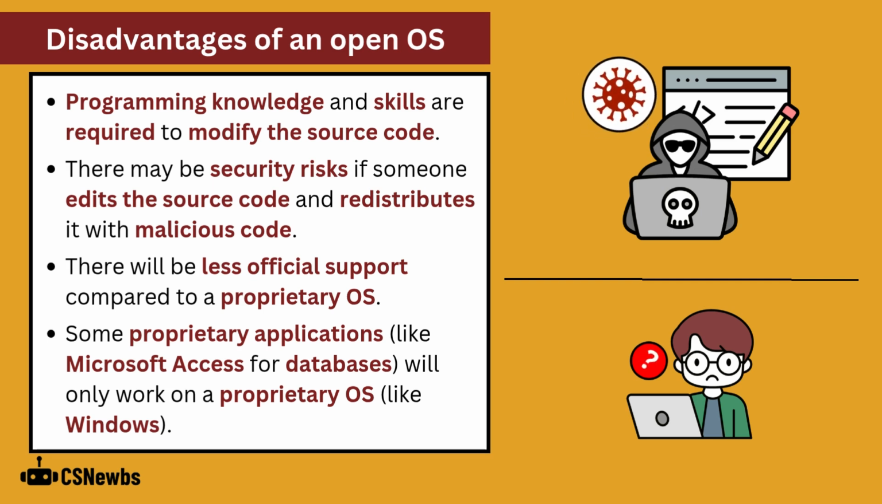Disadvantages of an open operating system include that programming knowledge and skills are required to modify the source code. There may be security risks if someone edits the source code and redistributes it with malicious code. There'll be less official support compared to a proprietary operating system, and some proprietary applications like Microsoft Access, which is used for databases, will only work on a proprietary operating system like Windows.